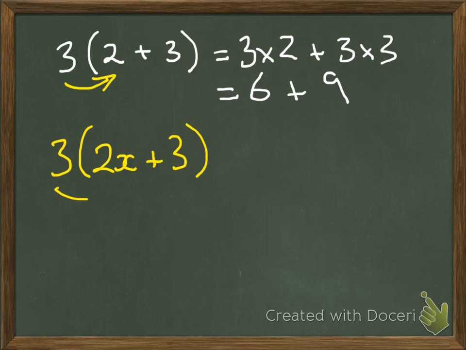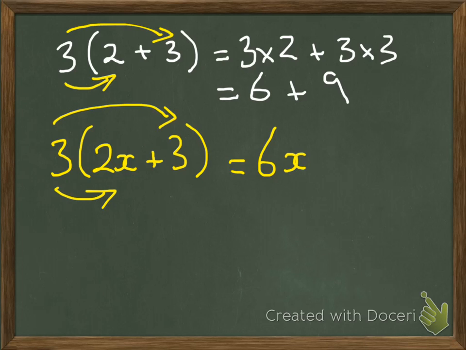3 times 2, 3 times 2x. Well, I've got 2x's and then I times it by 3. I must have 6x, and then 3 times 3, just like we did 3 times 3 here, plus 9. And this can be a useful technique.